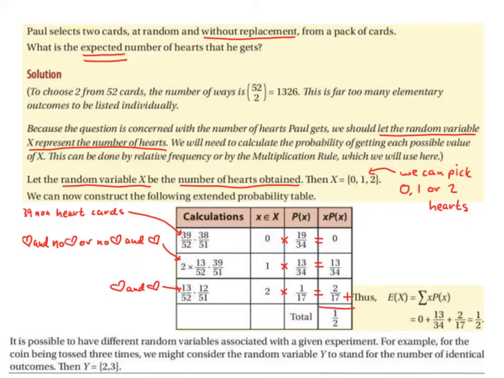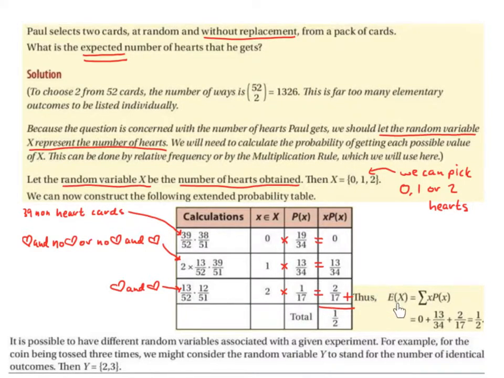Lastly, we're going to work out the probability of choosing two hearts. This just means heart and heart. So there are 13 hearts in total out of a total of 52 cards in the pack. If we've chosen one, then there are only 12 hearts left over a total of 51, because again we took out one card. 13 over 52 times 12 over 51 is 1 over 17. And 2 times 1 over 17 is 2 over 17. Next we add them to get a total of a half.